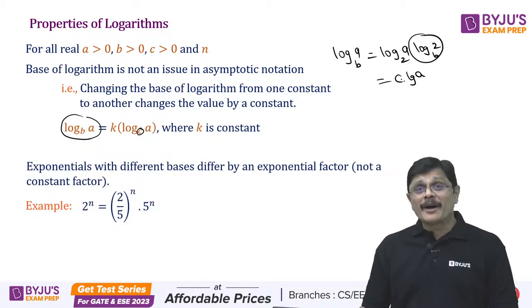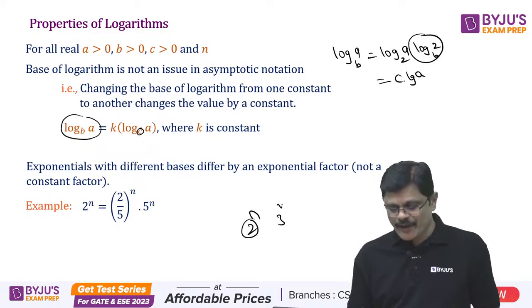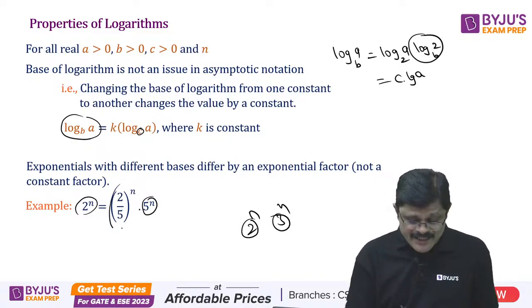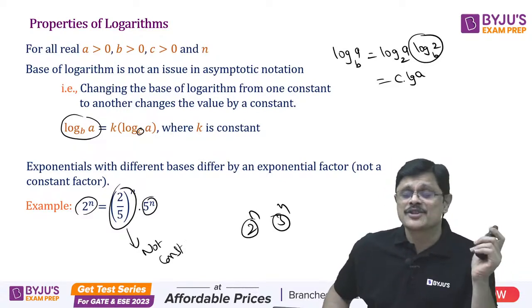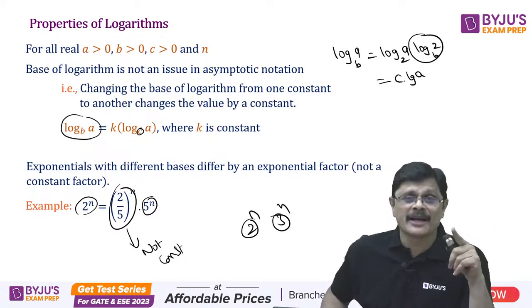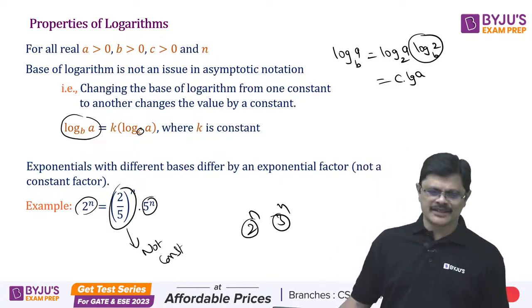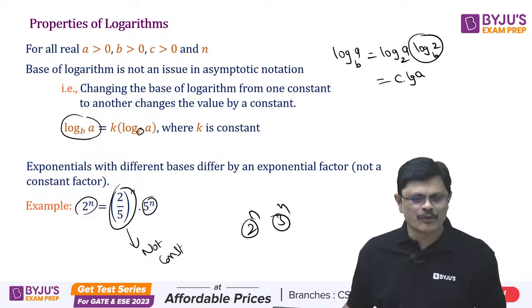But power matters. You cannot change it. For example, if you have 2 power n, you cannot change it to 3 power n, sir. It matters, because if you want to change 2 power n to 5 power n, you have to multiply 2 power n by 5 by 2 whole power n, which is not a constant. So what is the point to be noted? Base of logarithm does not matter, but base of exponent matters, my dear friends. That you can do, sir. That will be n.